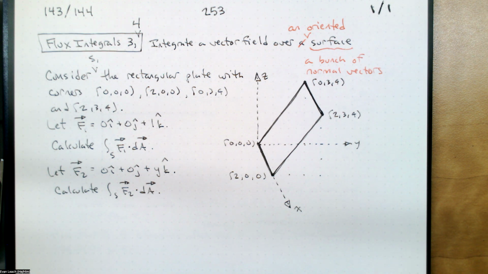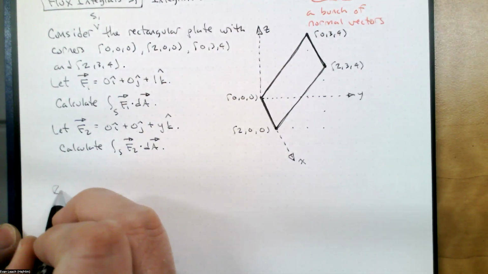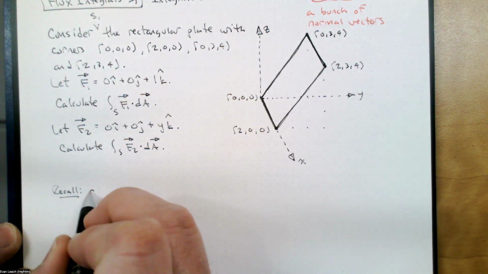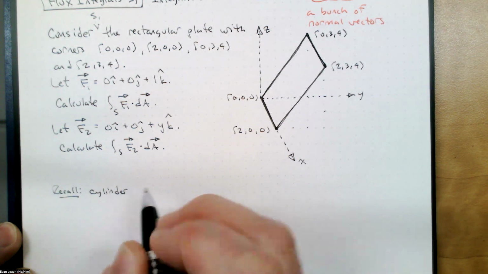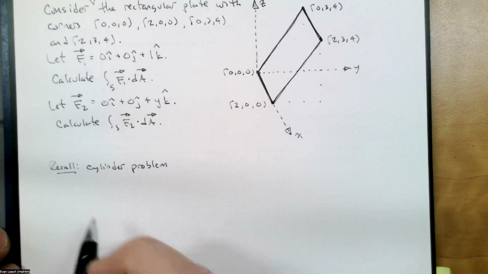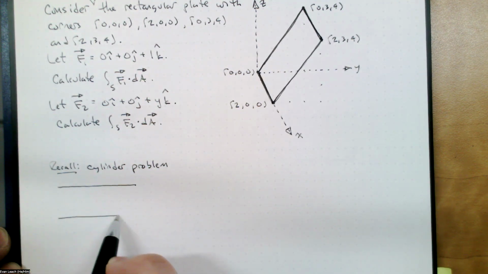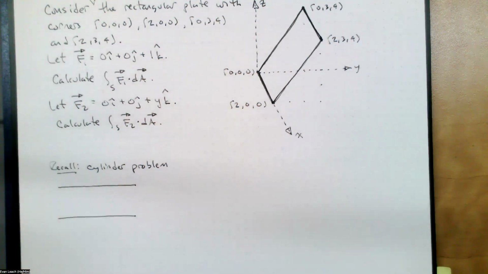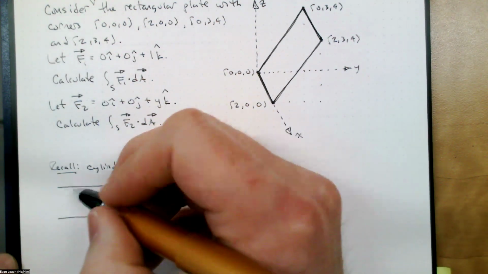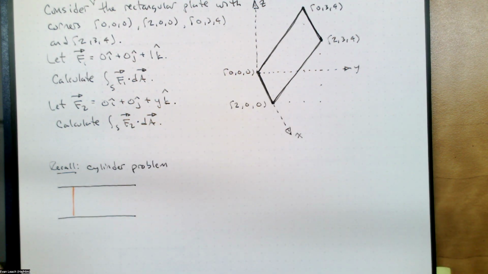So first, let's remind ourselves of the cylinder problem just briefly, the highlights of the cylinder problem. If you recall, in the cylinder problem, what we had was water flowing through a cylinder at a constant rate. And we measured the flux as the water flowed through a circle and an ellipse.